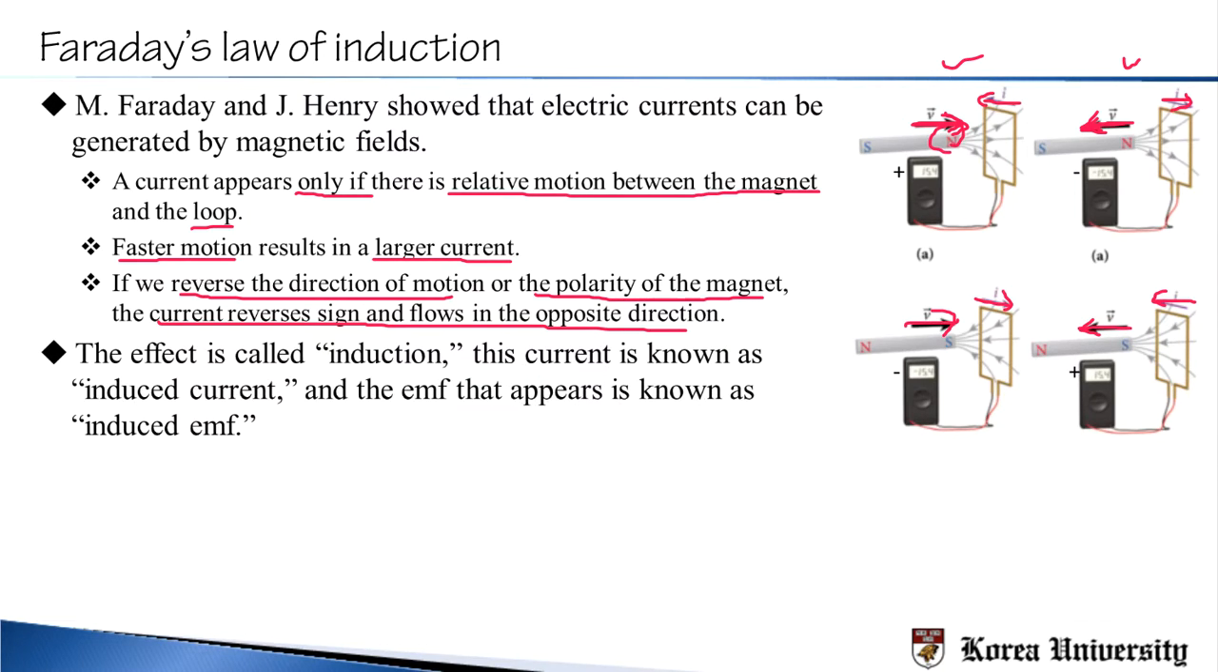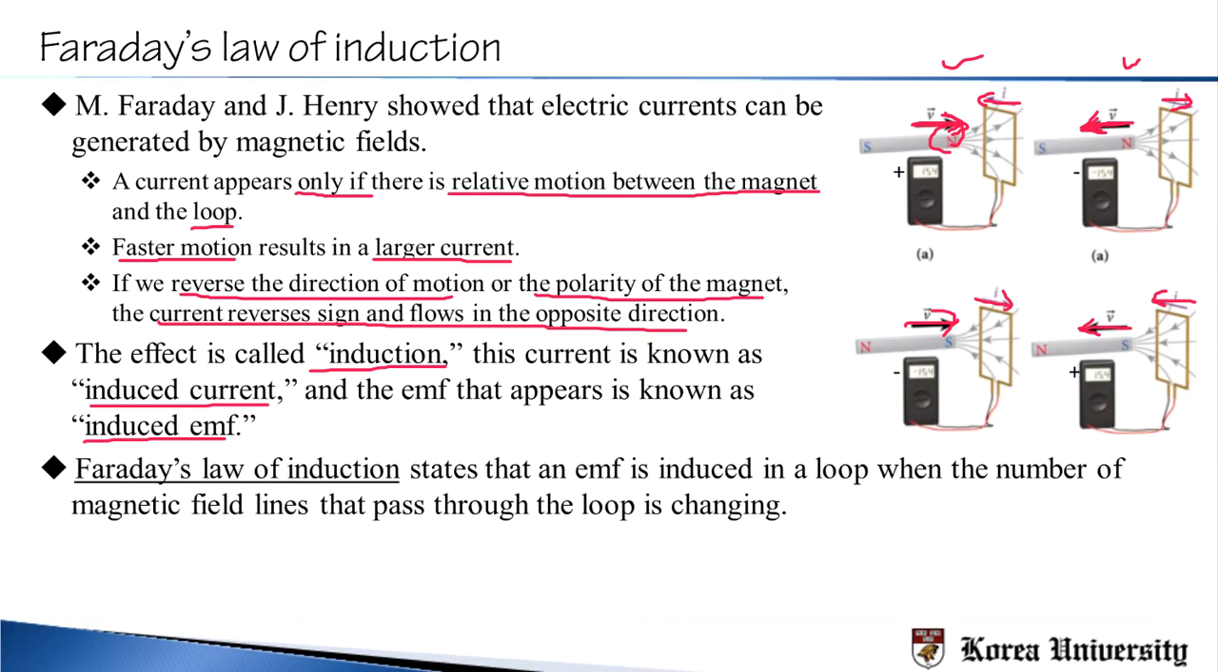This phenomenon where you use magnetic fields to generate current is called induction. You can also call it magnetic induction because this induction happens using the magnetic field. The current that appears during this induction is called the induced current. And the current flowing means that an EMF is induced. Therefore, the EMF that appears during this induction is called the induced EMF.